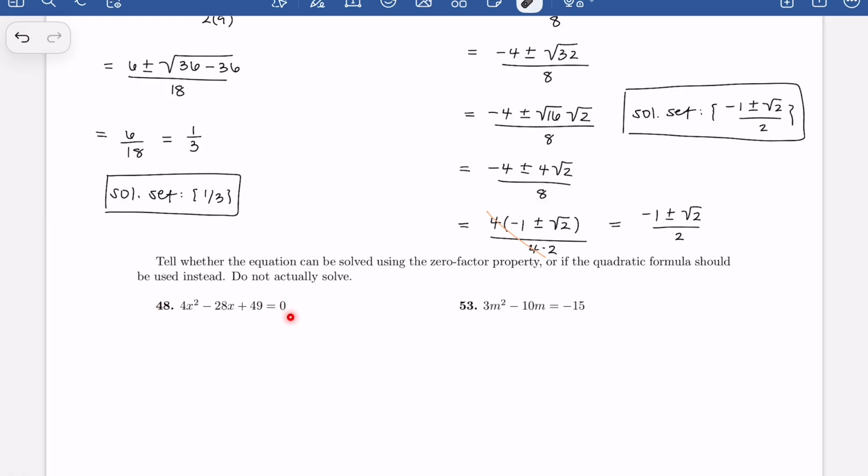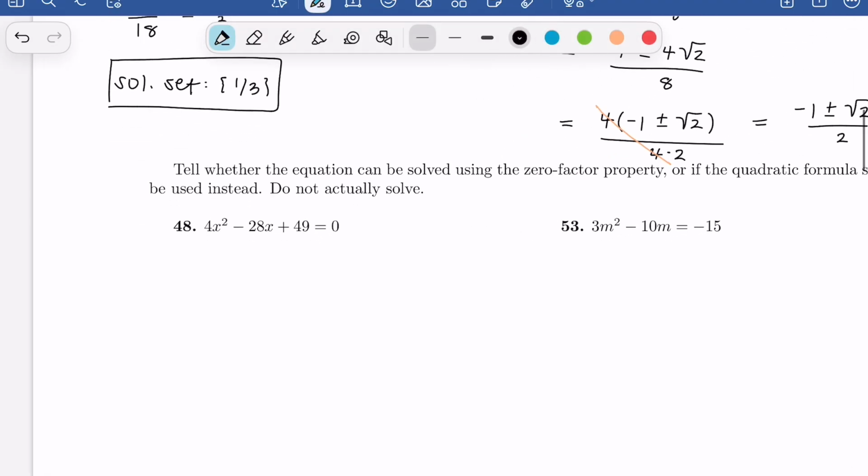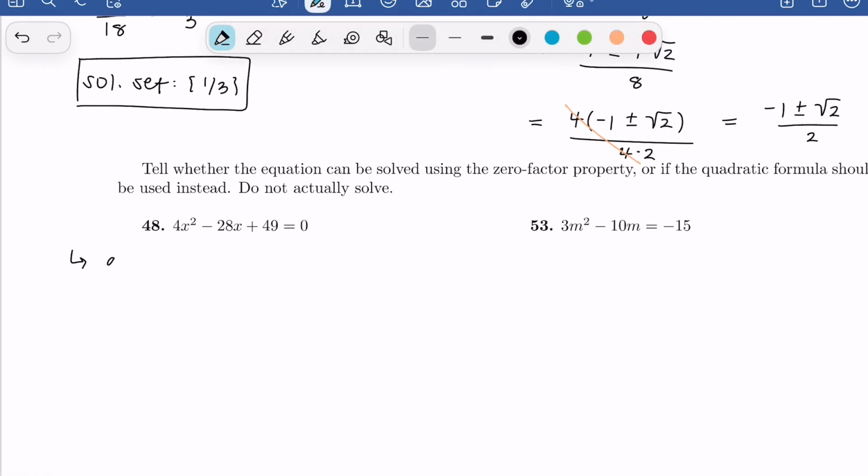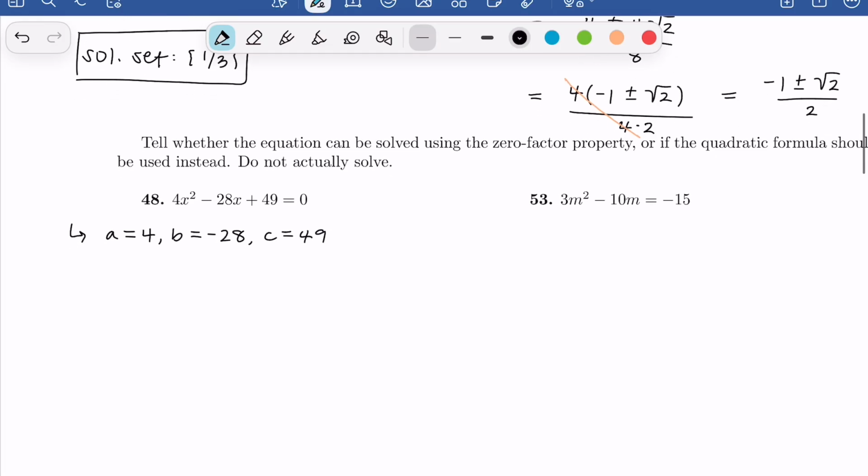So starting out with this one here, this is already written in standard form. We can easily see what our A, B, and C values are going to be. A, in this case, is going to be 4. B is negative 28, and C is positive 49. We need to know what these values are so we can plug them into our discriminant formula.